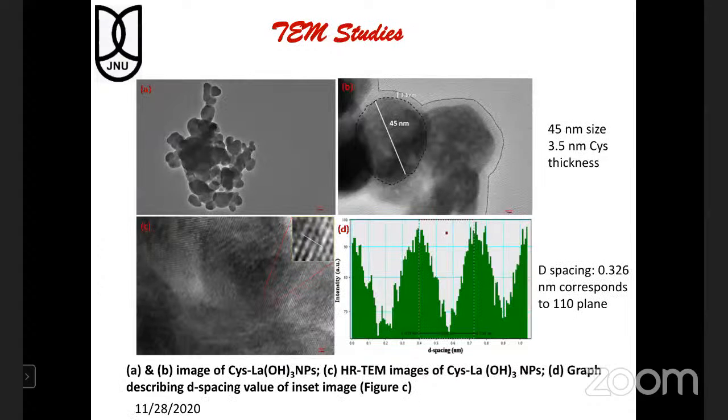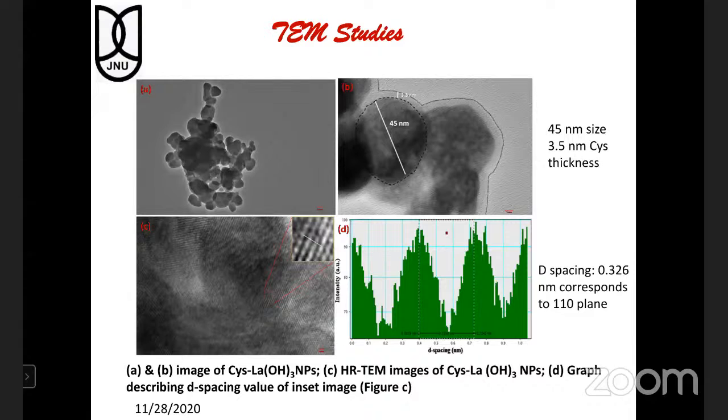Then we further confirmed the crystallinity and shape of the nanoparticles; the transmission electron microscopy study has been used. You can see that the nanoparticles are not much monodisperse, but this figure B shows the size of the nanoparticles, which we obtained at around 45 nanometers, and on the nanomaterials there are white lines, a white shaded area, that indicate the nanoparticles have been modified with the L-cysteine.